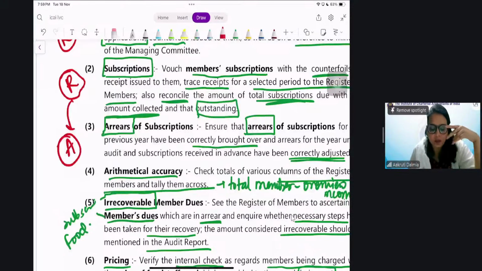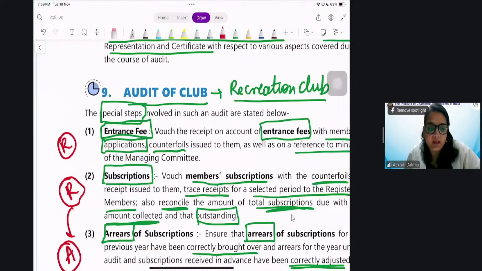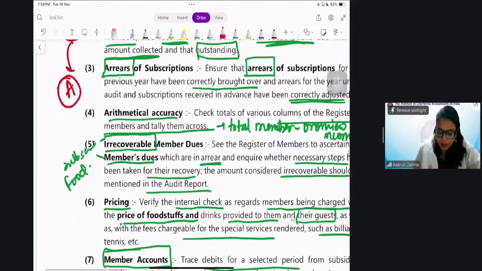You check the constitution, that as a club, what are you registered as? So when you go and audit a club, first ask them for the basic constitution documents, how they are registered, why they are registered, under which act they are registered. They can be registered under some state act also. Is that clear? So I cannot say that it will always be the Societies Act. So, arrears of subscription.